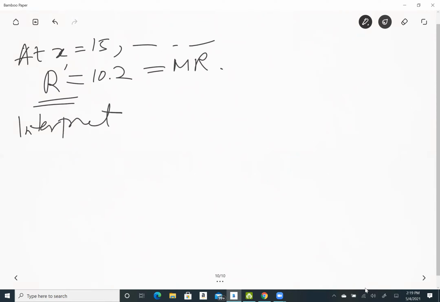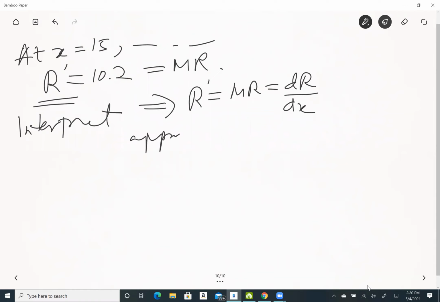the marginal revenue, which you get from the derivative? Now, when you want to interpret, we want to use this R prime, which is the marginal revenue, equal to dR/dx. That means, what happened to the revenue if x changed by a very, very small amount? Now, in reality, in application, you don't have a very small change in x. You don't have x changes by 0.000001.